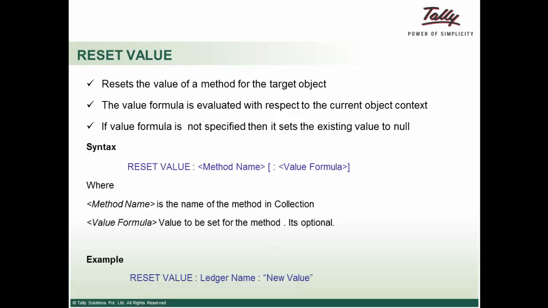Reset Value resets the value of a method for the target object. The method value formula is evaluated with respect to the current object context. If the value formula is not specified, then it sets the existing value to null, basically empty. See, Set Value has to be provided a value formula, and that is how it sets the values. In Reset Value, if you provide the value formula, then it changes according to that. If you don't provide it, it makes it null.